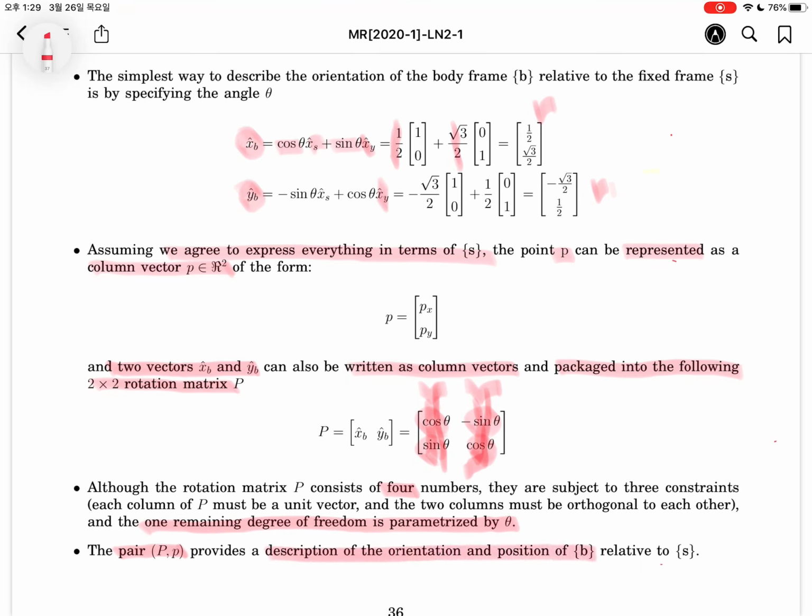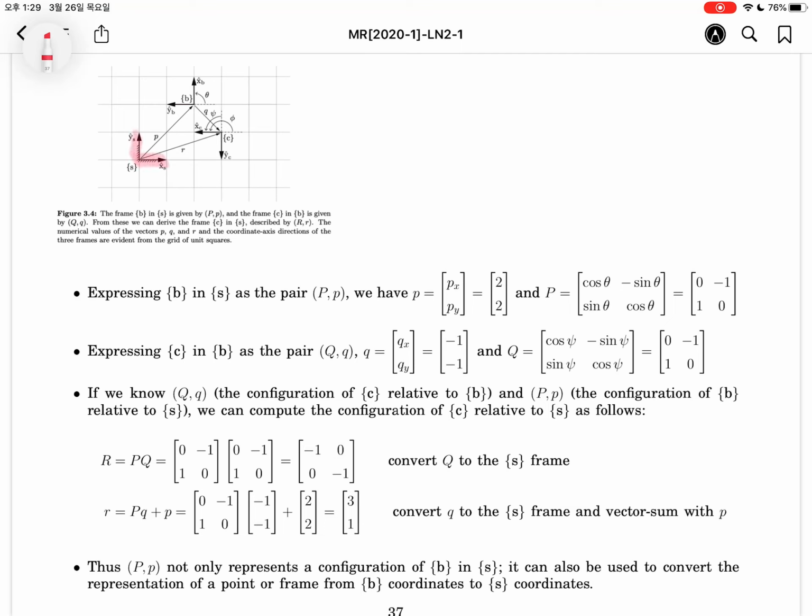Okay, this is the space frame fixed to the ground. This is the body frame. And then we have another C frame. Here are XS, XC, and YC. As mentioned before, this B frame can be expressed by the rotation P and pointing vector p. So the pair will describe the base frame B.